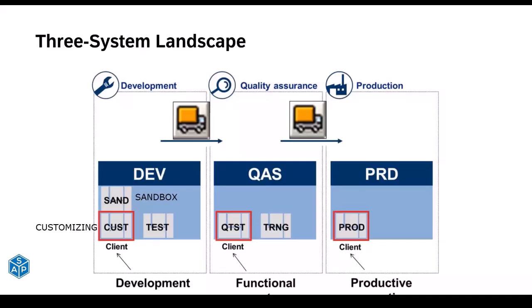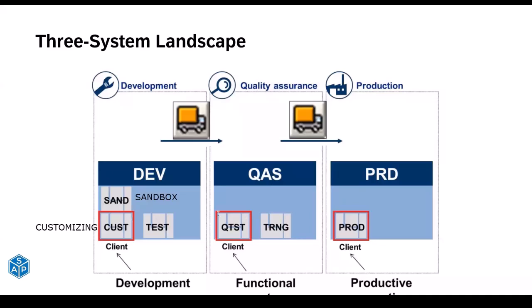So basically, whatever changes you want to move to the second system, that is the quality system, will be made in the customizing client. After making the changes in the customizing client, they can import their changes into the sandbox client to do some further testing. So those are your different clients in your development system.